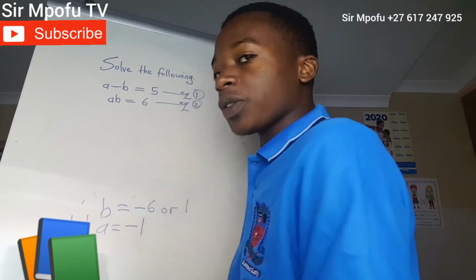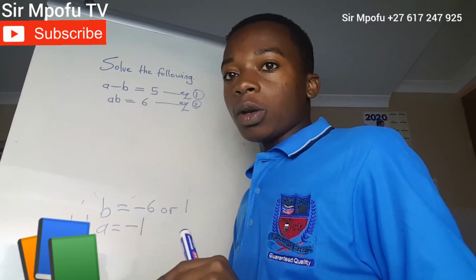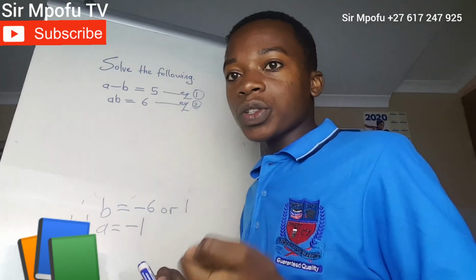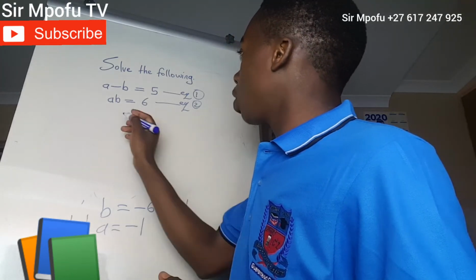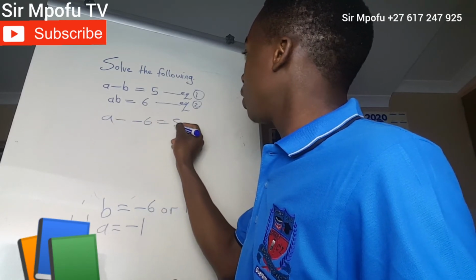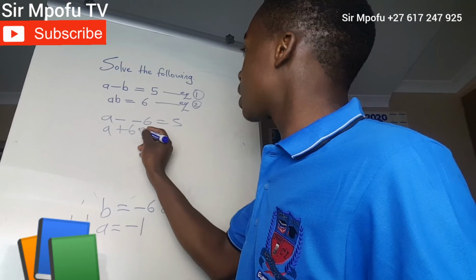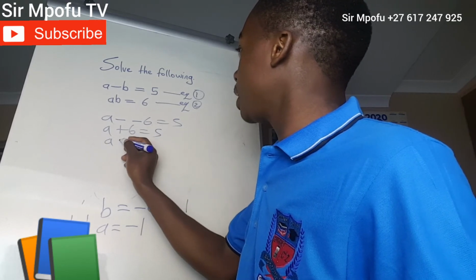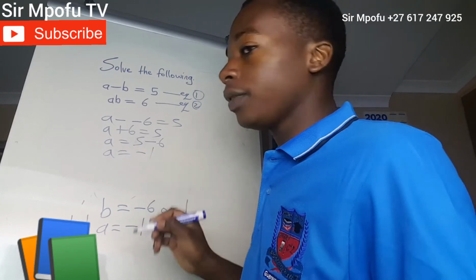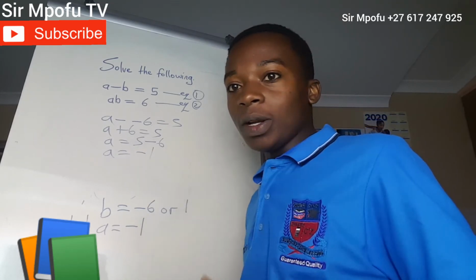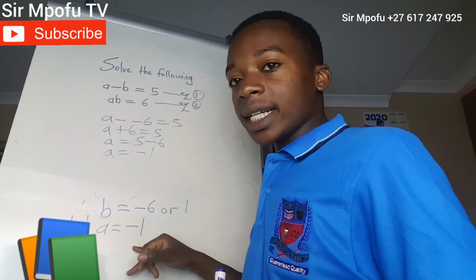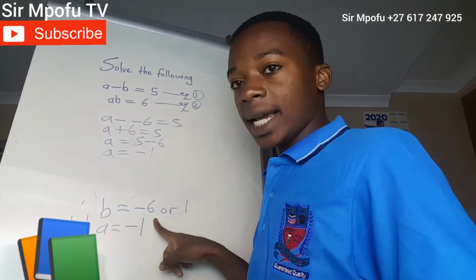This is a topic of simultaneous equations. So if you are not understanding it, you must revise the topic of simultaneous equations. So a minus 6 equal to 5 is going to be a plus 6 equal to 5. Then a is equal to 5 minus 6, a equal to negative 1. That's how we get our value negative 1 here. So a is negative 1 when b is negative 6.